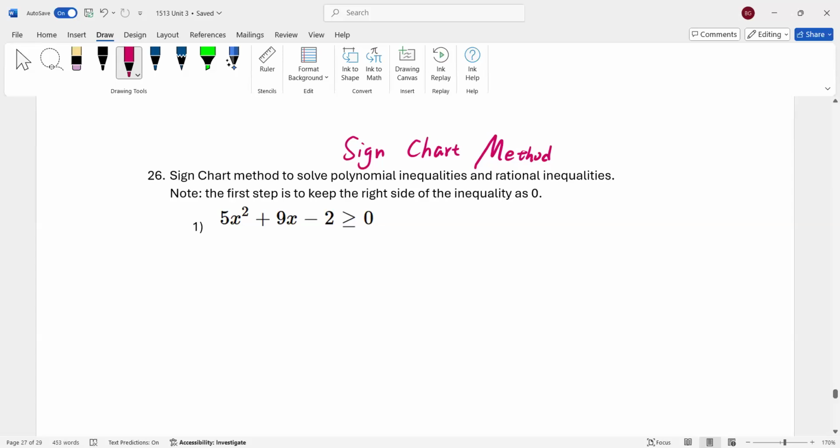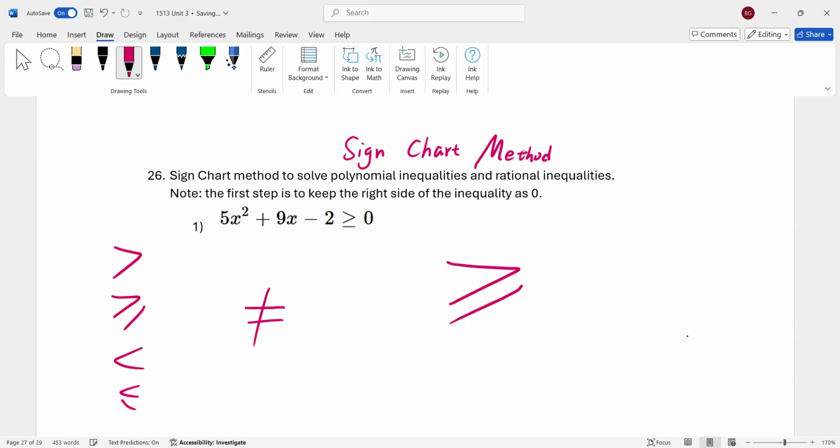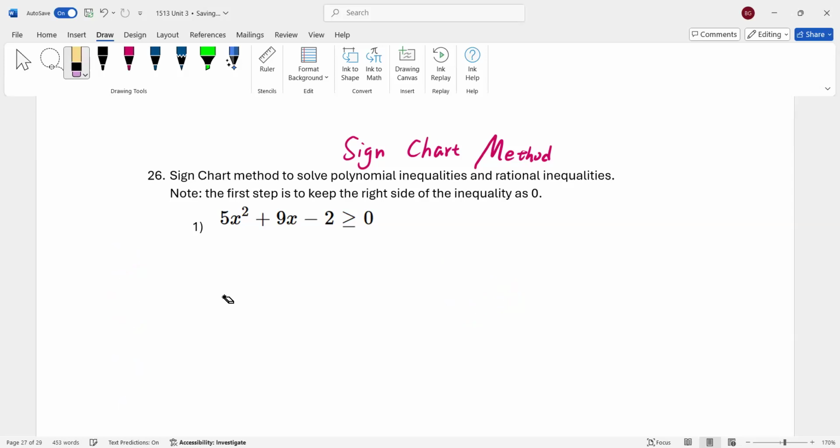This problem is an inequality because we have this inequality symbol. We know the four inequality symbols, right? Bigger than or equal to, less than or equal to. This is also an inequality symbol, but we don't really consider that symbol. And this is a polynomial inequality.